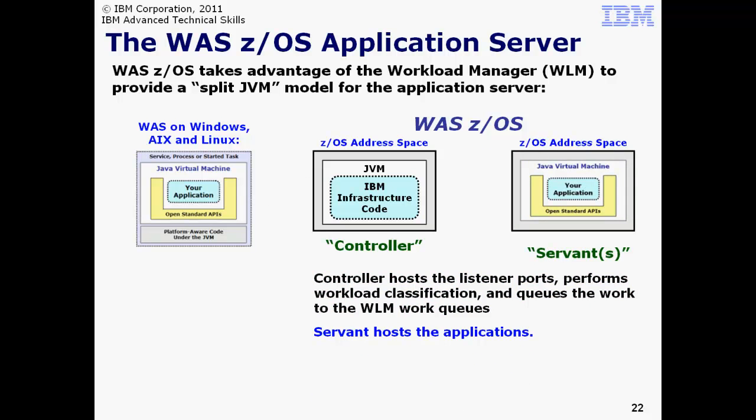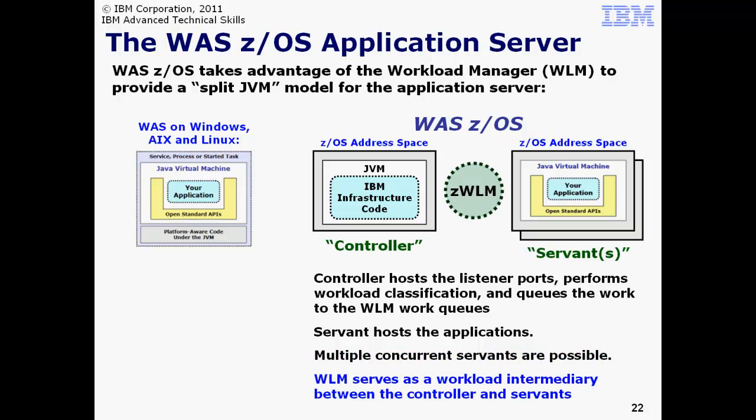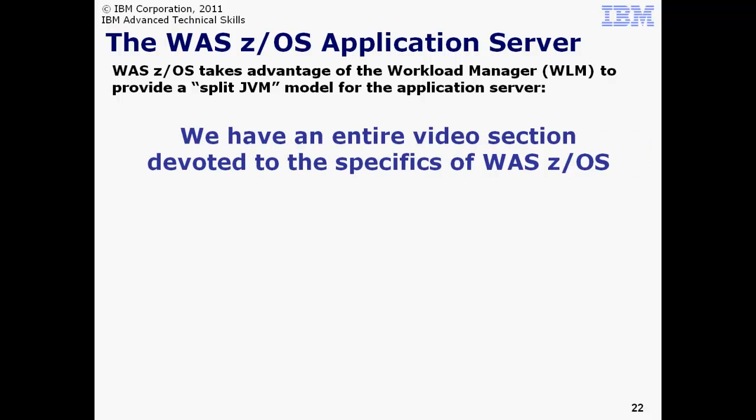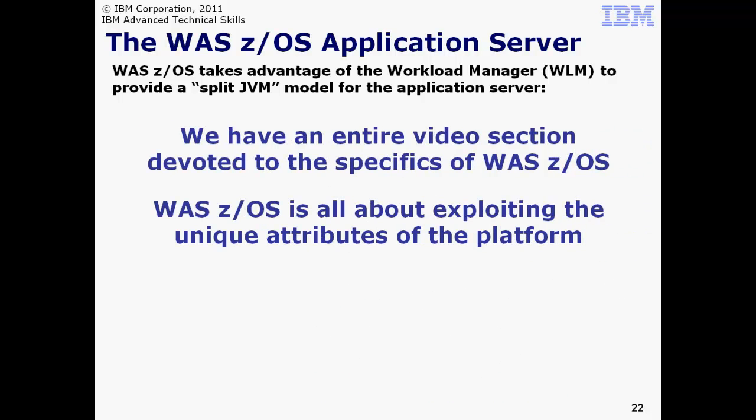This is where your application runs. Here's a departure from the other platforms. Multiple servant regions are supported behind a single controller region. This provides a kind of vertical scaling for workload. This also allows differential system resources based on workload classification. But that's a topic for another video unit. Finally, z/OS WLM sits between the controller and the servants and acts as a kind of intermediary. Again, many more details are coming on the specifics of this. But for now, understand this.